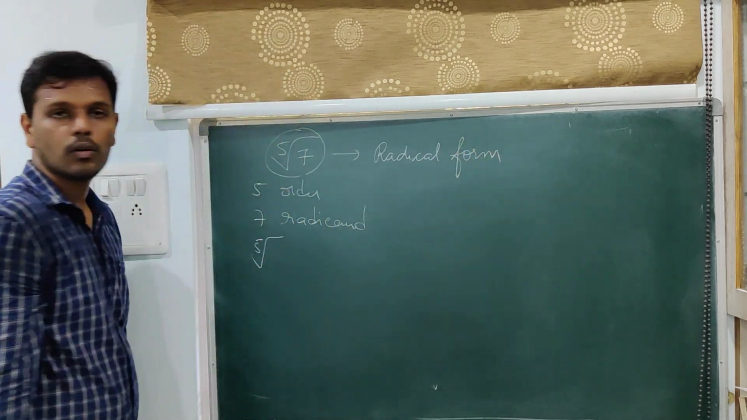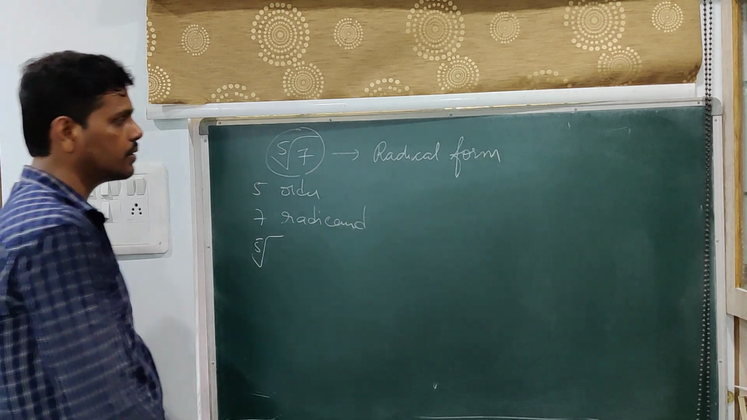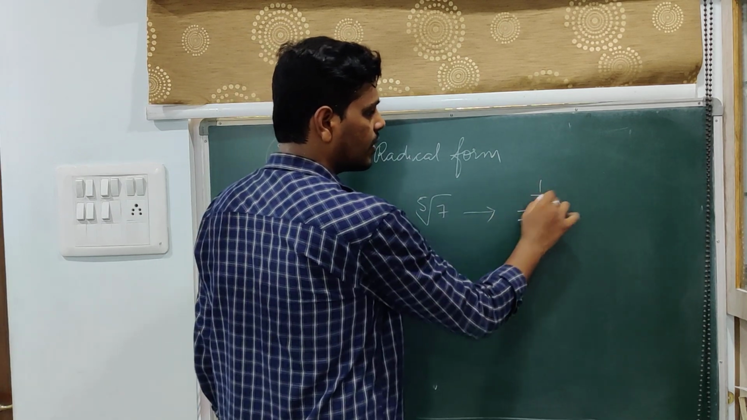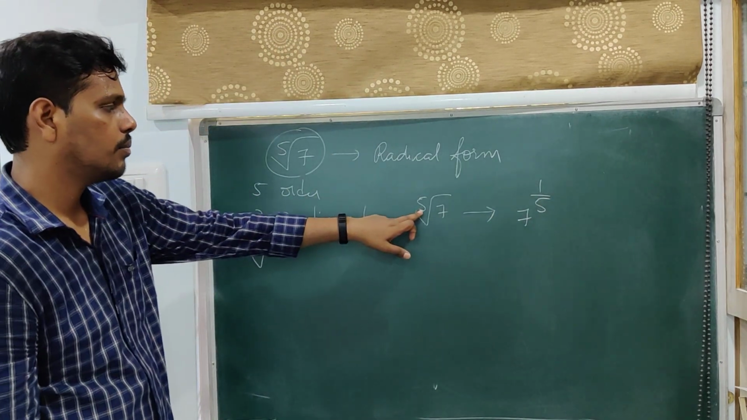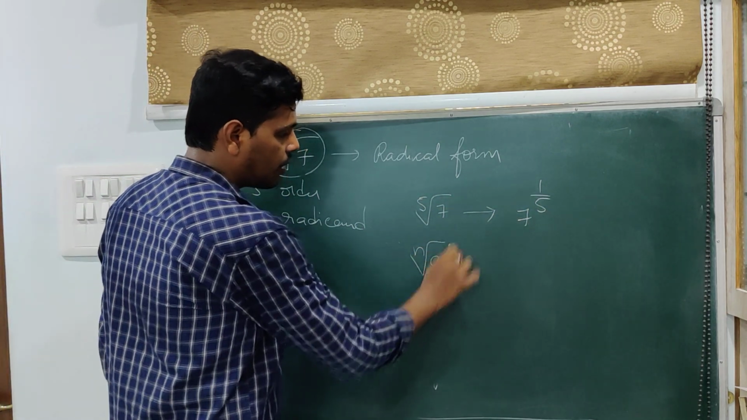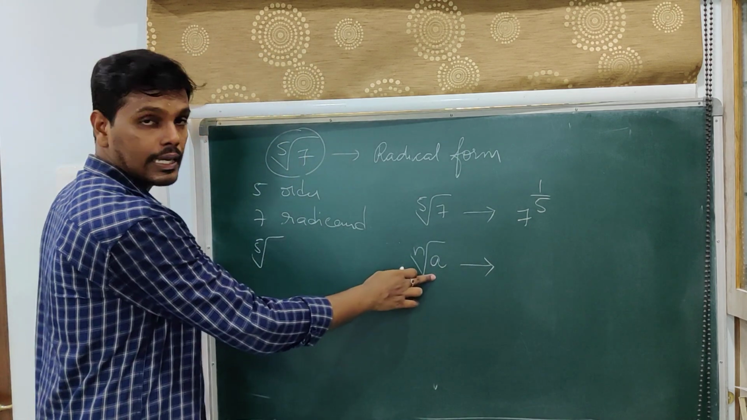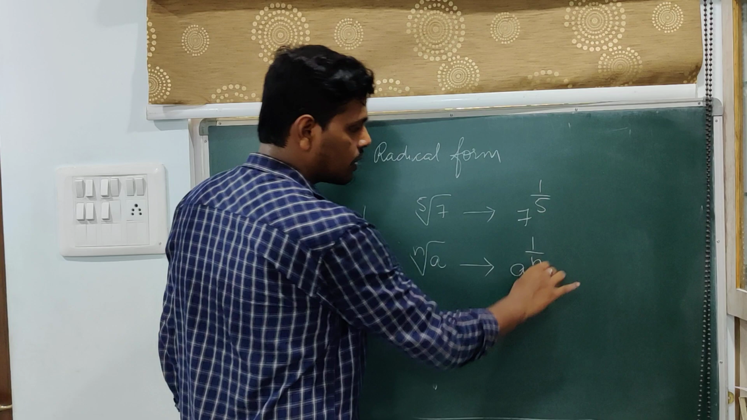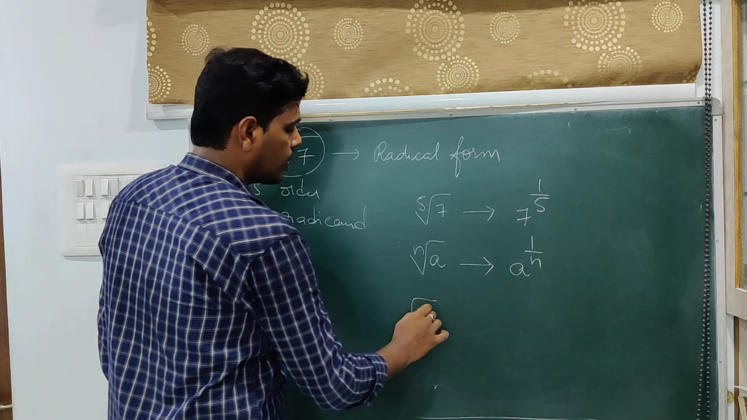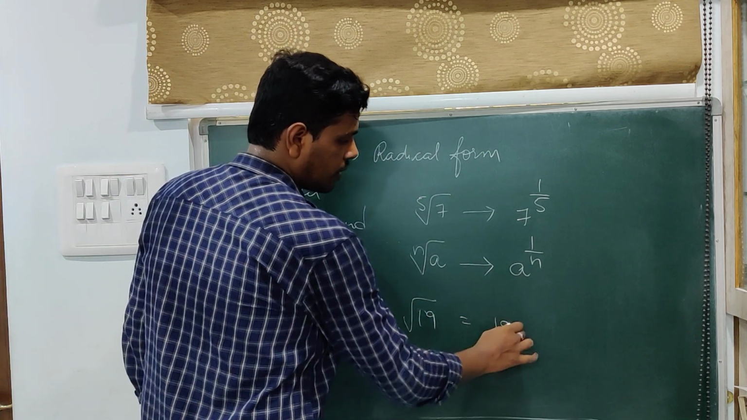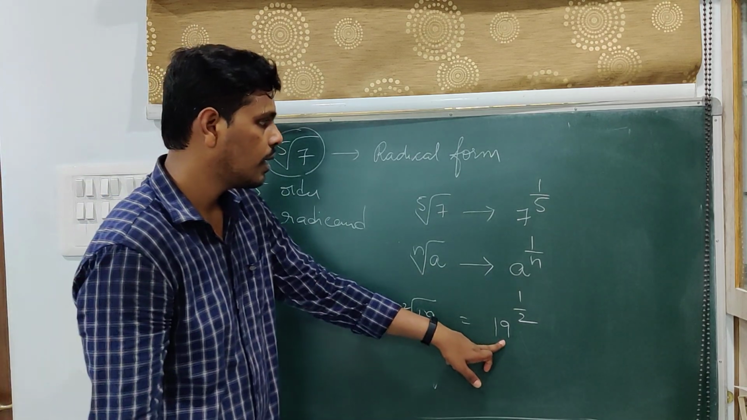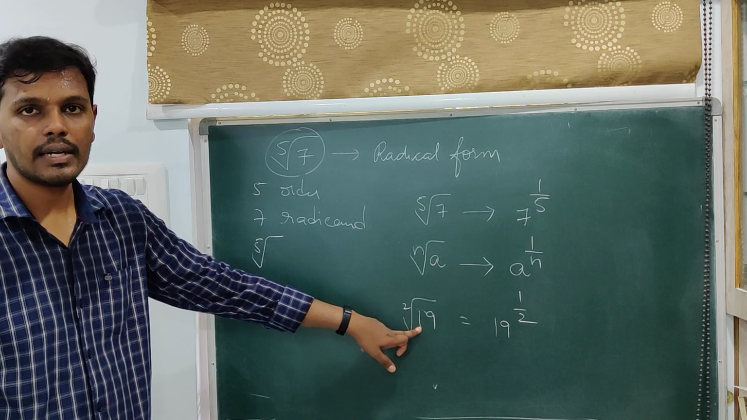Now this radical form can also be written in exponential form. That is, the fifth root of 7 in exponential form you can write as 7 power 1 by 5. That is, whatever the number you have, take that to the denominator in the exponent. If it is the nth root of a, then this is your radical form, and the corresponding exponential form is a power 1 by n. For suppose the square root of 19. This is the same as 19 power 1 by 2. There is no number, 2 is understood here. Now this is called your exponential form. This is called your radical form.